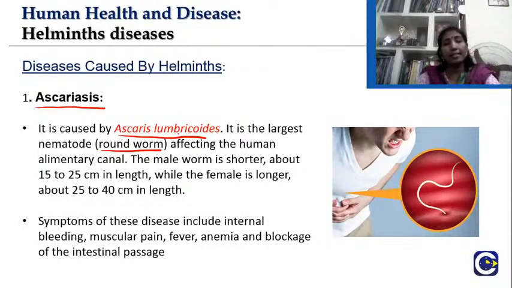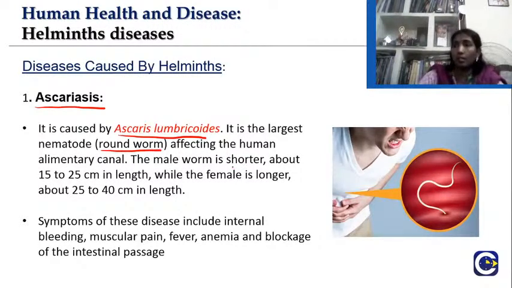So what is this Ascaris lumbricoides? It is the largest nematode which resides in the alimentary canal. Now the male worm will be shorter, nearly around 15 centimeters, our small ruler size.